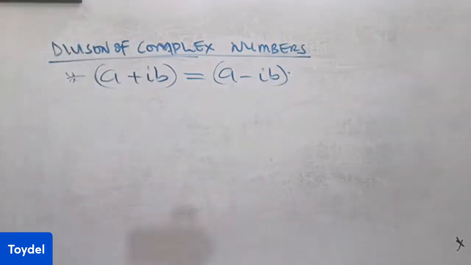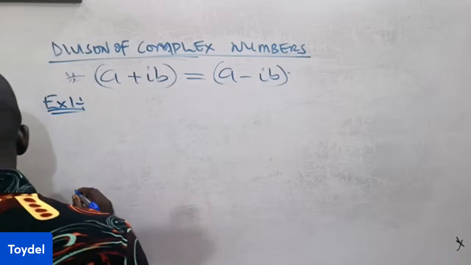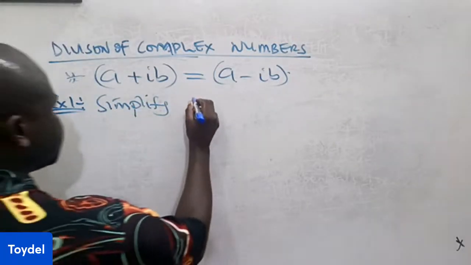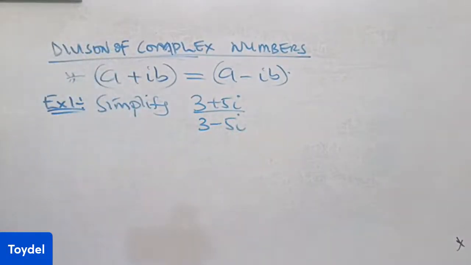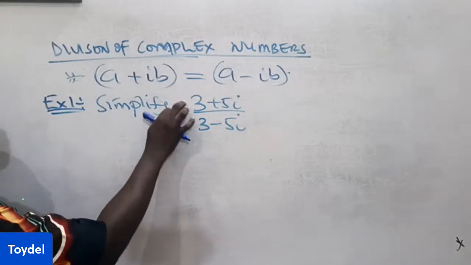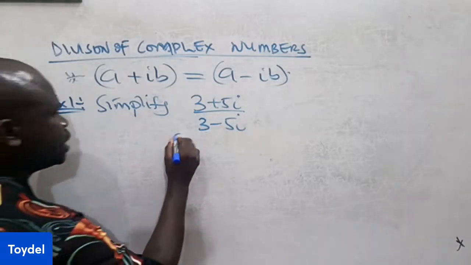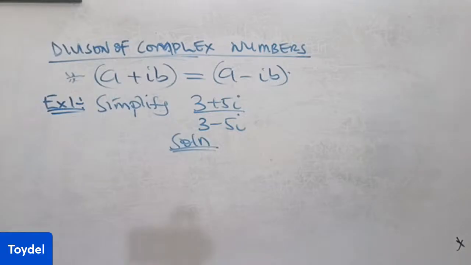Okay, so I want to introduce division of complex numbers. Let me just use an example to buttress the point. If the question says simplify 3 plus 5i all over 3 minus 5i. This is the question. You know, this is division. We have a numerator and a denominator. If you have to do this, then the knowledge of conjugate complex numbers will be required.